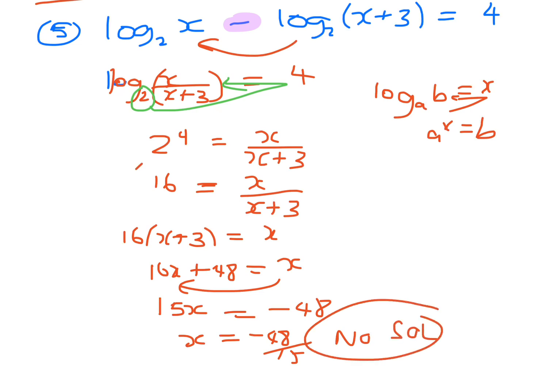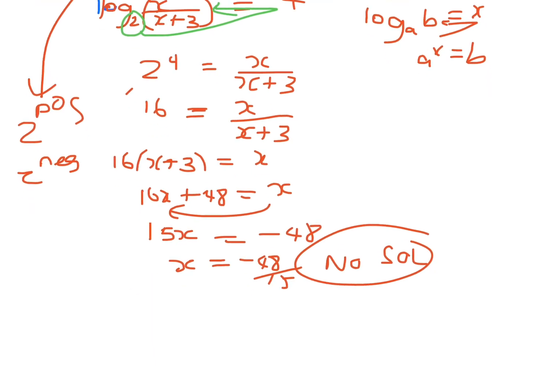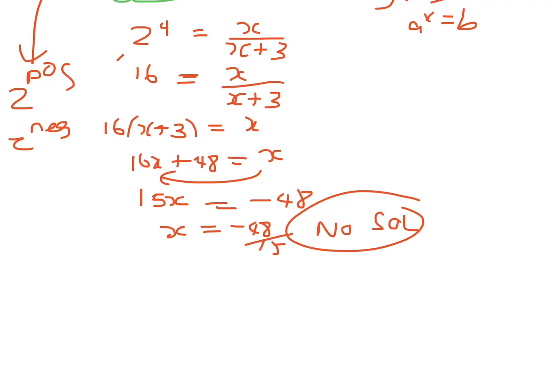The reason it has no solution is because you can't find the log of a negative. When you have a positive base, see this positive base 2, if you raise it to any power, whether it's a positive or whether it's a negative, you will never ever get a negative answer. So that's why that will actually have no solution.